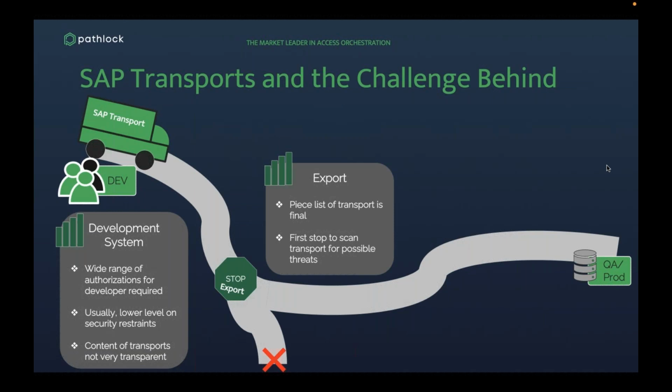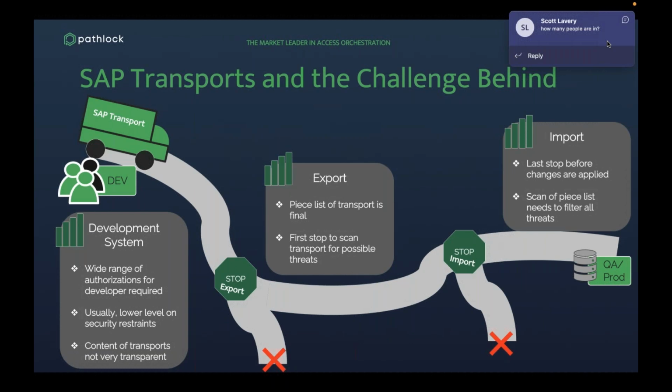So after the development is finished, we have the first real point where we can stop this and add some measurements into the quality and threat analysis. This is the export. The export is the moment where the transport is finished in the development system. The piece list of this transport is finalized. You know what is inside. And if possible, you can stop the transport here and bring it to a dead end, so it will never reach the next landscapes.